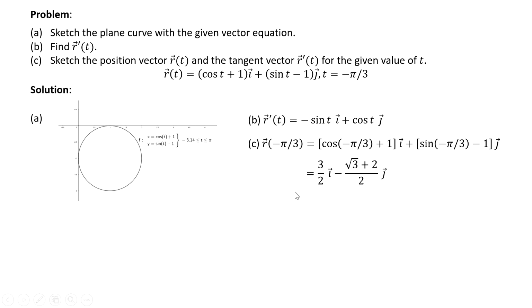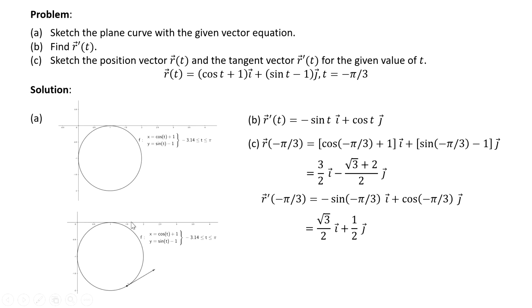What else? We need to do the tangent vector. So now that we have r prime of t, let's evaluate r prime of t at t equals negative pi thirds, and we get this. Cool. Now, what do we do? Oh, that turns out to be this.